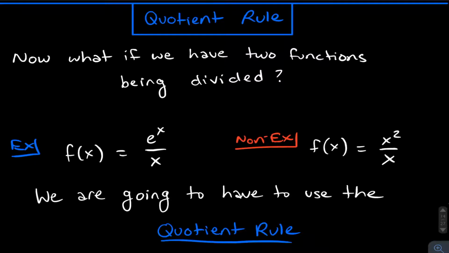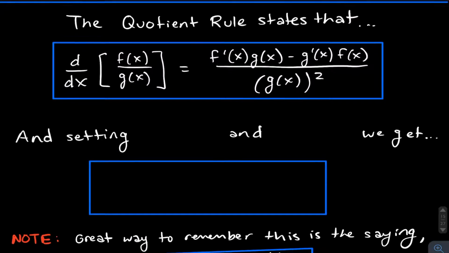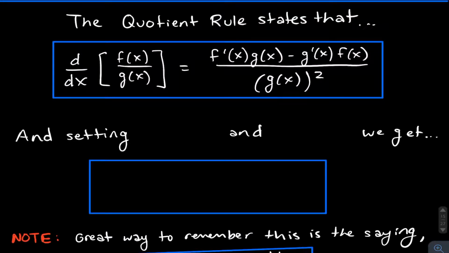Okay, so we're going to have to use the quotient rule here. The quotient rule states that, and don't get confused with all this notation, I'll be going over this, we'll understand it. So just don't get overwhelmed right away. The derivative of, we're going to call f of x the top function and g of x the bottom function, instead of the first and second, because I feel like top and bottom makes a little more sense here. So it equals the derivative of the top function times the bottom function minus the derivative of the bottom function times the top function, and that's all over the bottom function squared.